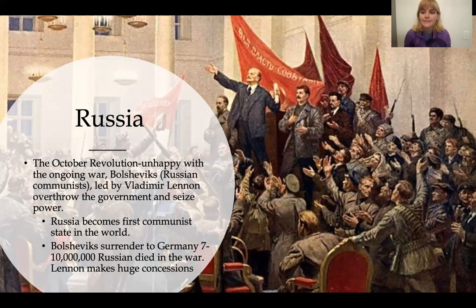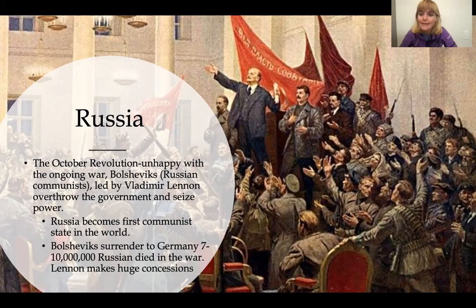And almost instantaneously, Russia becomes the first communist state in the world. Now, this is just crazy in itself because if you think back to Karl Marx and you think back to that Communist Manifesto, he wasn't writing about Russia. He was writing about Germany. And he probably would have been very shocked that the first successful communist state in the world was not Germany, but a feudalistic society called Russia.